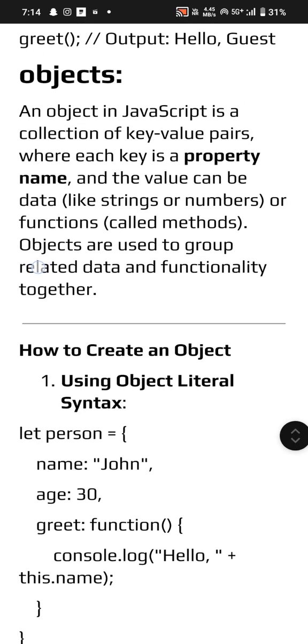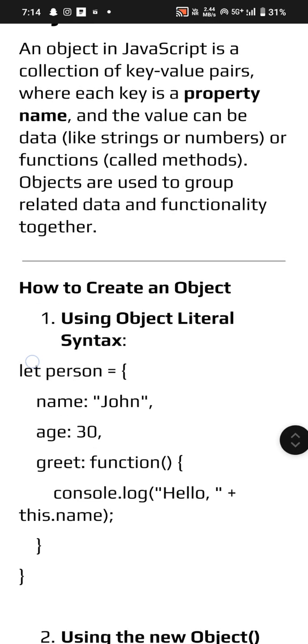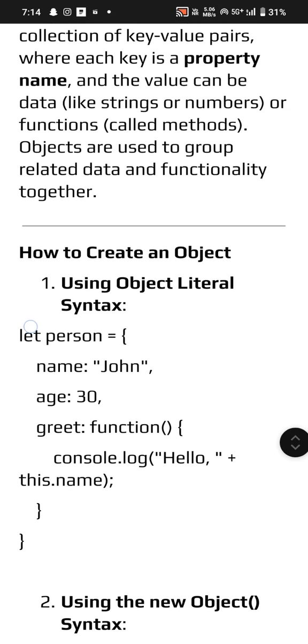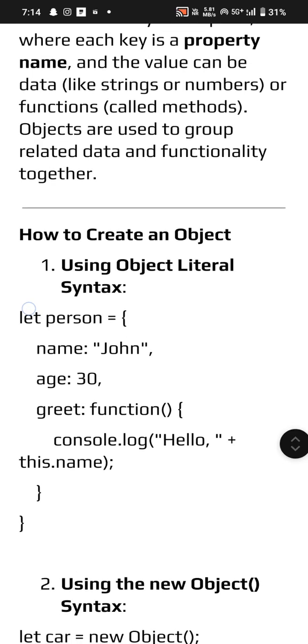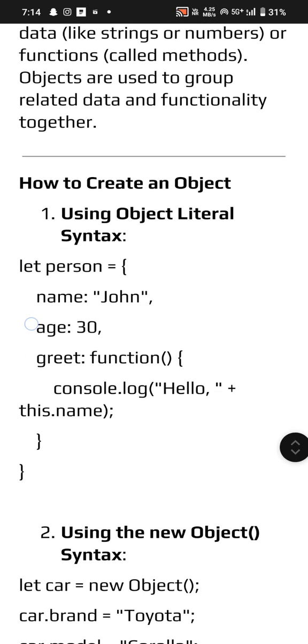Objects. Objects are collections of key-value pairs, used to group related data and functionality. For example, let person equals an object. You can access properties using dot notation or bracket notation. Objects are fundamental for managing structured data in JavaScript.